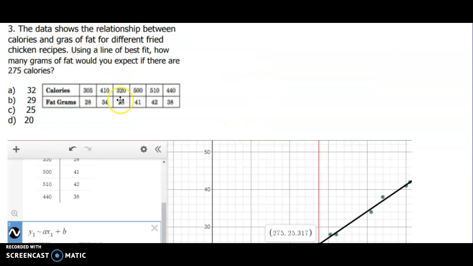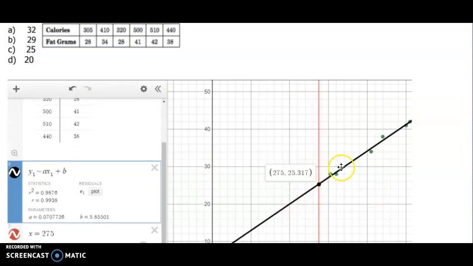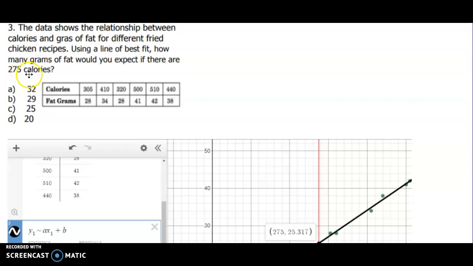Number 3, we're given a bunch of data and it's asking us to make a prediction for how many grams of fat would you expect if there are 275 calories. So I go to Desmos, I click on my plus sign in my table, I type my points in, I have to click my magnifying glass, and I can see that these points formed a line, okay? Because it's a line, I use my linear formula, y1 squiggle ax1 plus b.